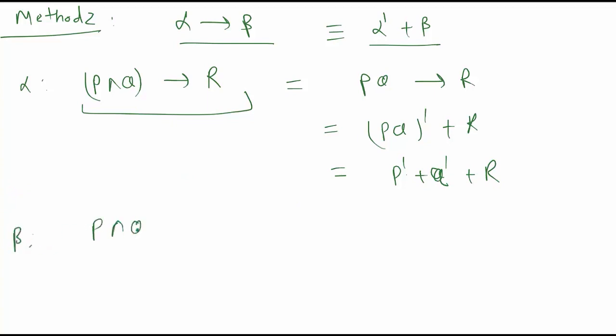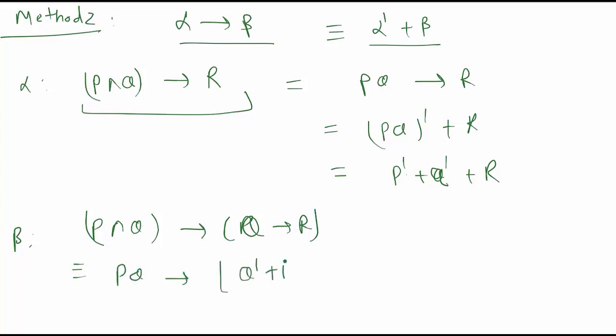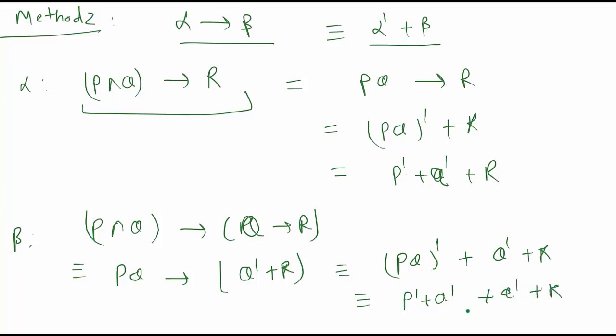Beta is P and Q imply P, Q imply R, right? So I can rewrite it as PQ imply (Q imply R), where Q imply R means Q' plus R, right? And that is same as (PQ)' plus Q' plus R, which is same as P' plus Q' plus Q' plus R. And Q' two times is nothing but Q'. So this is same as P' plus Q' plus R.